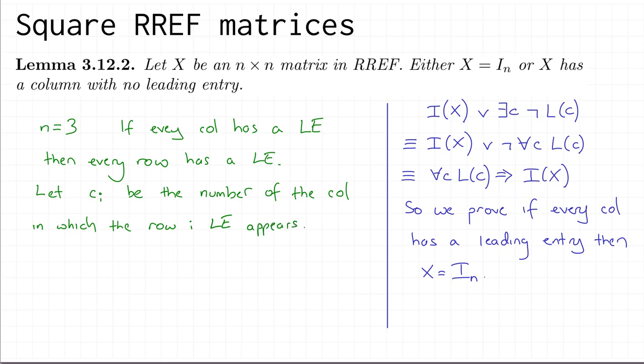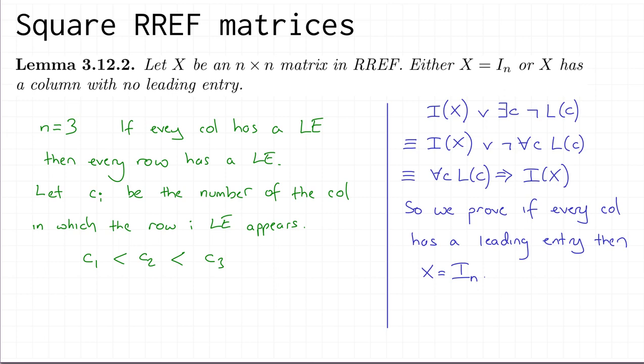Okay, what can we say about C1 and C2 and C3? We have these numbers C1, C2 and C3. And C1 is the number of the column in which row 1 leading entry appears. And C2 is the number of the column in which the row 2 leading entry appears. And you know that in a row-reduced echelon form matrix, the row 2 leading entry must be to the right of the row 1 leading entry, which means C1 is less than C2. And similarly, C2 must be less than C3, again by the same row-reduced echelon form condition, which says that when you go down the matrix, the leading entries go right. So C1 is less than C2, it's less than C3.